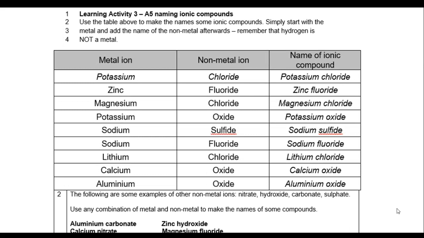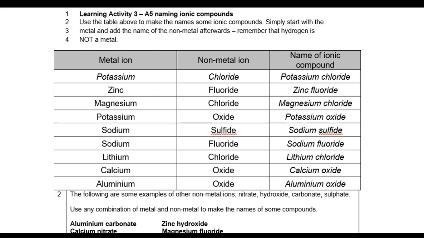Here are the answers. So we have potassium chloride, zinc fluoride, magnesium chloride, potassium oxide, sodium sulfide, sodium fluoride, lithium chloride, calcium oxide, aluminium oxide. And then in terms of the question underneath, we've got some examples of other non-metal compounds. So we've got nitrate, hydroxide, carbonate and sulfate, and it's asking you to use a combination of metal and non-metal to make the name of some compounds.